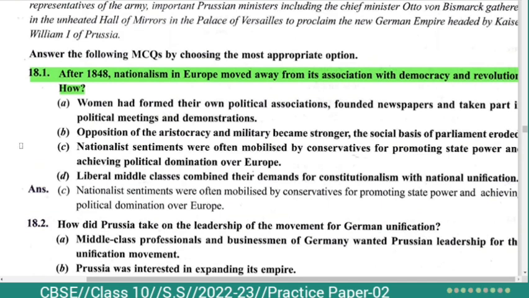Here the correct answer is option C. After 1848, nationalism in Europe moved away from its association with democracy and revolution. How? Nationalist sentiments were often mobilized by conservatives for promoting state power and achieving political domination over Europe.